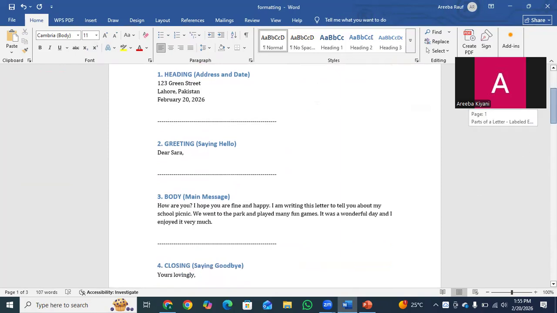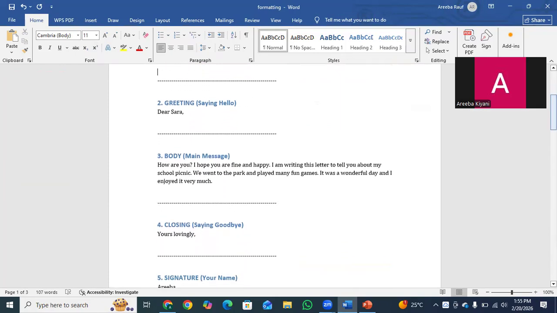And the next one is greeting. Greeting is how we say hello in a letter. It starts with a capital letter and ends with a comma. As you can see that Dear Sarah starts with a capital letter and ends with a comma.